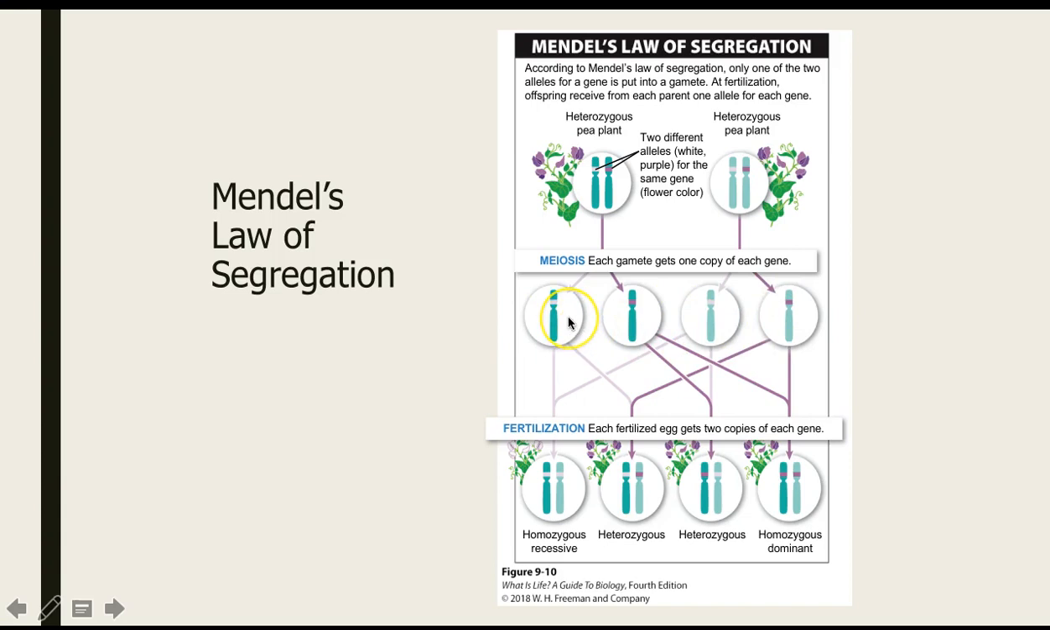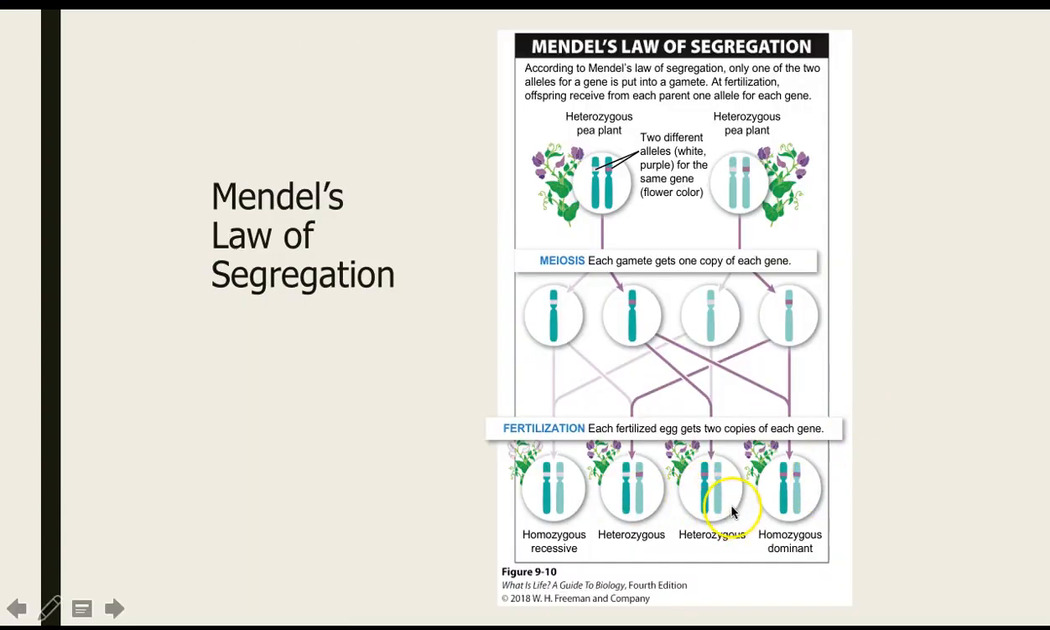So if we're talking about fertilization, this gets really messy, and it's actually hard to follow. You could have this white allele from this parent joining up with this white allele from this parent, and you can make a homozygous recessive offspring, so follow the lines. Or this purple allele could join up with this white allele, and you get heterozygous. Or this purple could join up with this white, and you get heterozygous. So there are two different ways to get heterozygous.